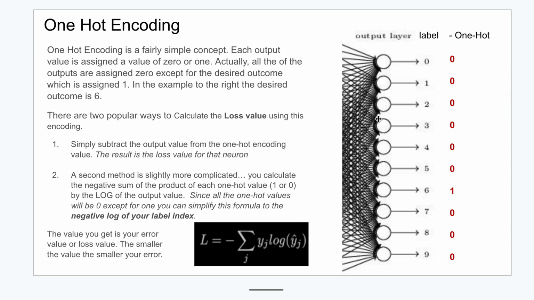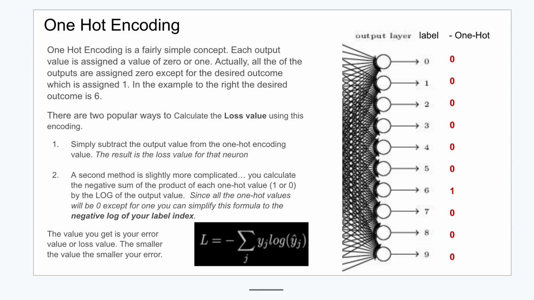There's a second method that's a little more complicated, in which you calculate the negative sum of the product of each one-hot encoding by the log of the output value. I'm not going to use that in my example or in the code when we code this, but I just want you to be aware of it because it is a popular alternative.